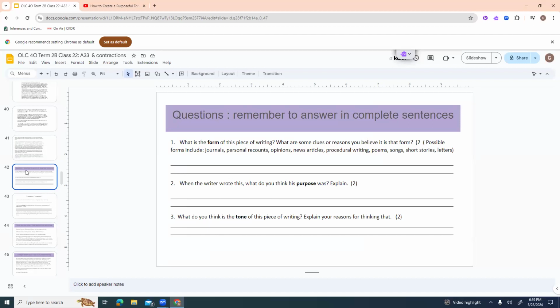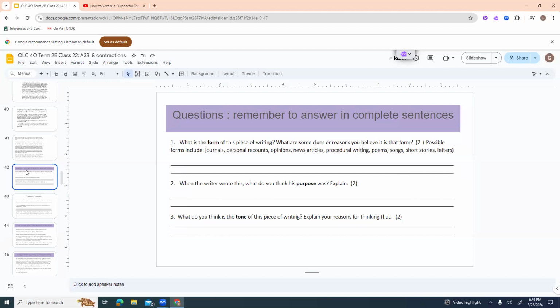Okay, so here are the questions, very similar to the other ones, but on this piece of writing. And remember, you need to answer in a complete sentence. What is the form of this piece of writing? Remember, form is like format. What are some clues or reasons you believe it is that form? Some possible forms include journals, personal recounts, opinions, news articles, procedural writing, poems, songs, short stories, or letters. So what kind of form, and what are some of the elements of the writing that make you think that's the form?